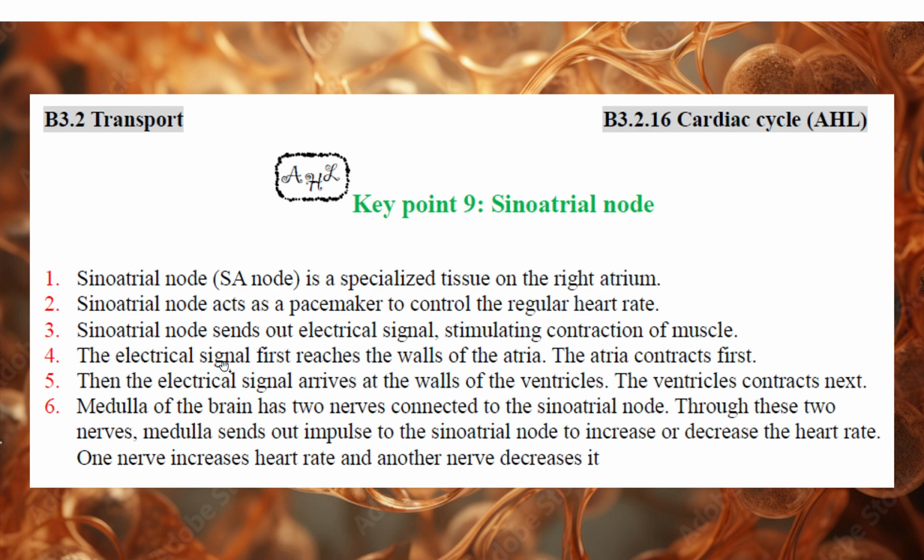The electrical signal first reaches the wall of the atria, so the atria contract first. And then the electrical signal arrives at the wall of the ventricle, so the ventricle contracts next. After that, both of them relax. So atria, then ventricle. And the medulla of the brain has two nerves connected to the sinoatrial node.